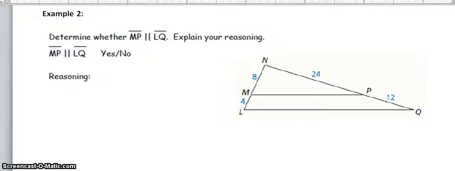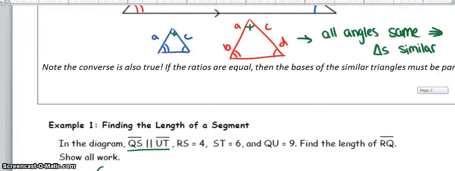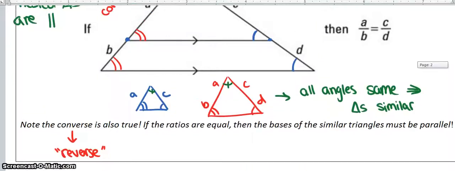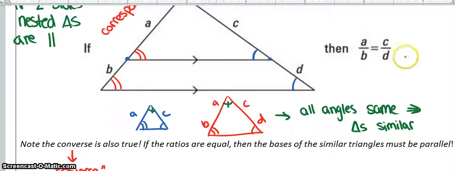Okay, example 2 is kind of going with the converse of side splitter theorem, which I wrote in your note sheet but I haven't talked about, so take a look at that. The converse is also true of the side splitter theorem. The best way I can think of the converse is the reverse. So going forwards with side splitter, it says if parallel lines, then the ratios are equal. It also works in reverse. So I could say if the ratios are the same, then the lines are parallel, right? I'm going backwards. It works both ways.